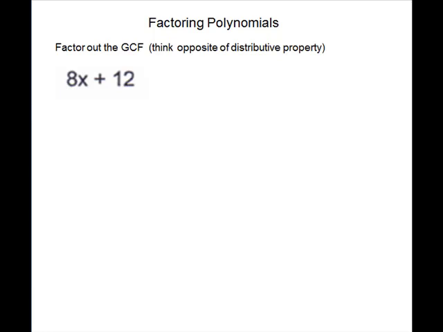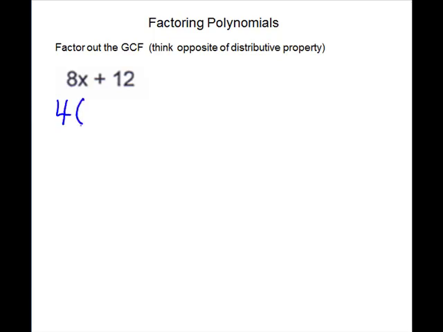How about a 4? 4 does go into both. Can we use an x? No, because there's no x in the second term. So a 4 is our GCF. We're pulling it out of those terms. It's going to go on the outside.